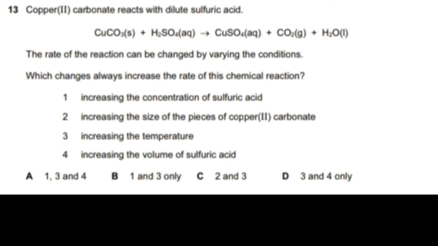Question number 13. Copper carbonate reacts with sulfuric acid to form copper sulfate, carbon dioxide and water. Which change will always increase the rate of the chemical reaction? You have four different changes given: increasing the concentration of sulfuric acid, increasing the size of the particles, increasing the temperature, increasing the volume of sulfuric acid. Okay, so which change always increases the rate of the chemical reaction?